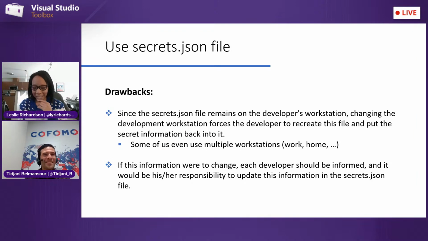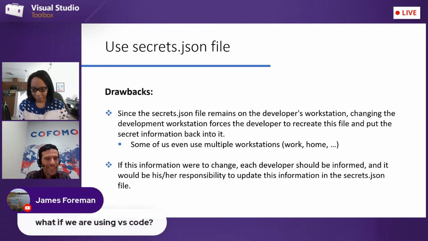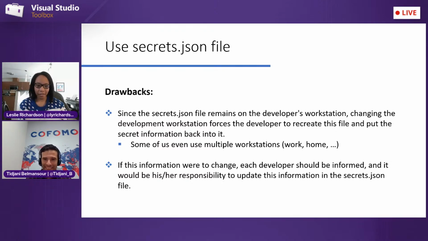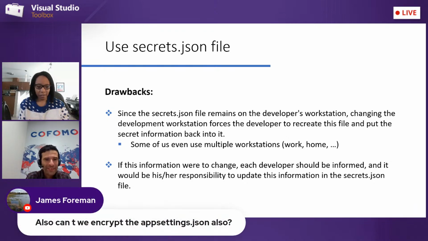So I do have a couple of questions from chat. First question: is all of this applicable in VS Code? I think you mentioned this earlier. Yes, exactly, it's all applicable to VS Code, including the future options that we're going to talk about soon as well. And the second question, also from James, is why can't we encrypt the appsettings.json file also?